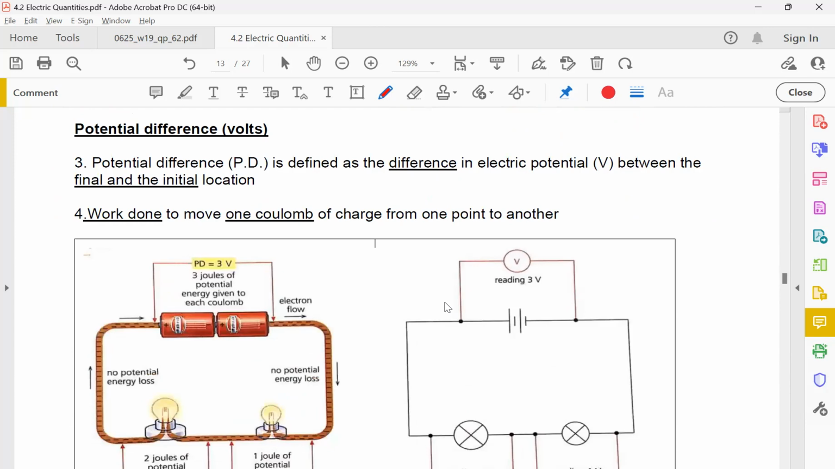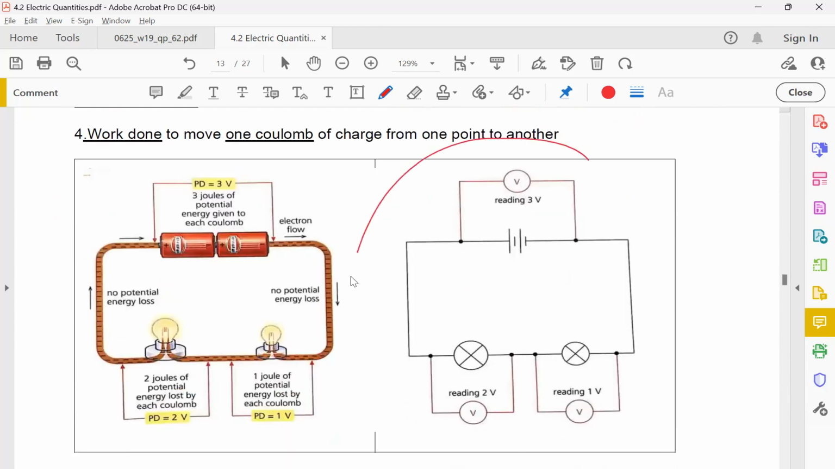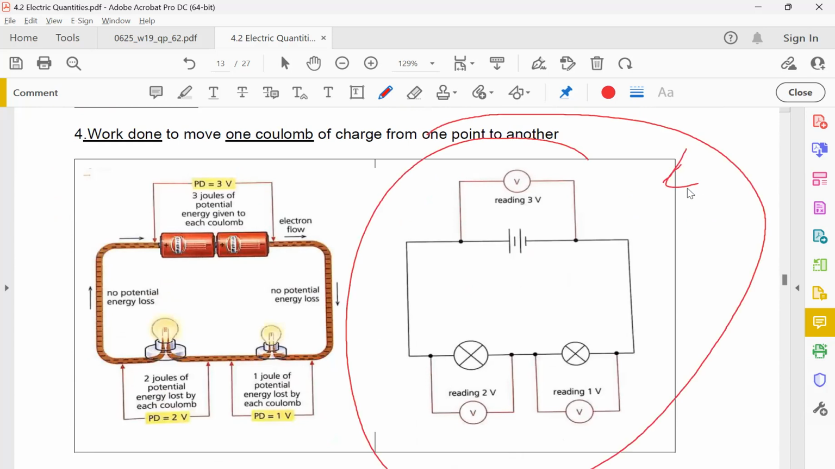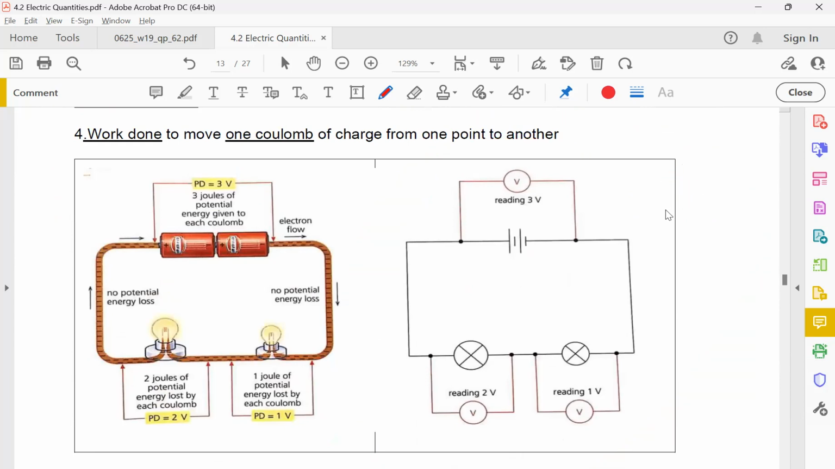Hey, for those who are here, can you just draw this first? Just draw this one first while waiting. Just draw this one, the one on the right.